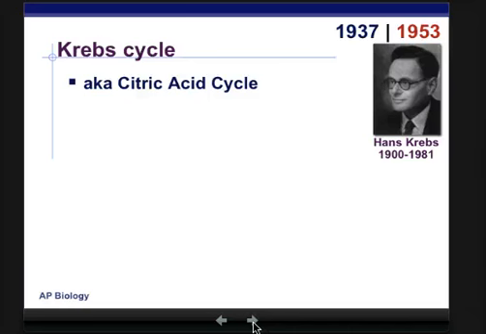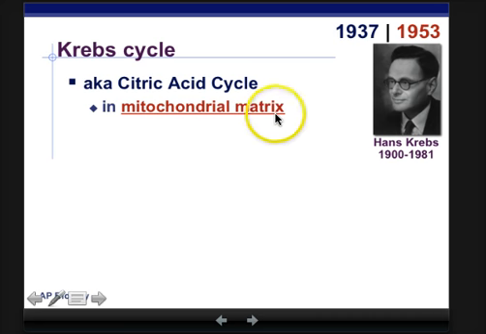The Krebs cycle. Here's Hans Krebs, who it's named after. Some people get confused and sometimes try to put an apostrophe in there. There's no apostrophe. His last name had an S at the end, so it's Hans Krebs. It's also known as the citric acid cycle, which I'll tell you why in a couple minutes. Where does it occur? It occurs in the matrix.